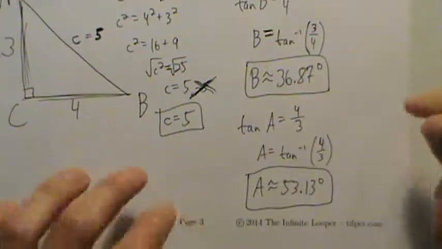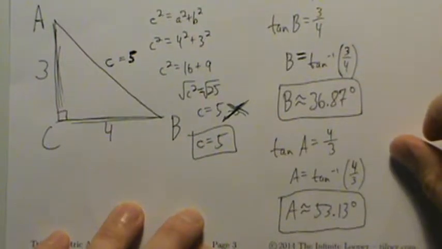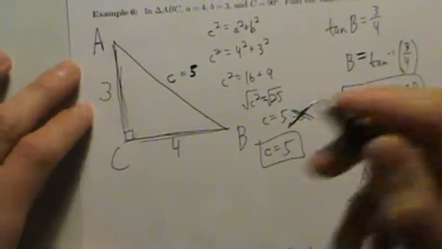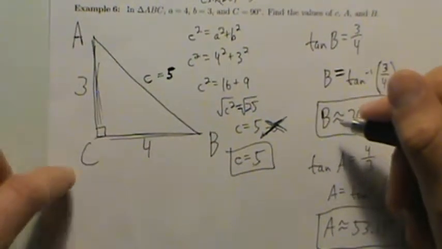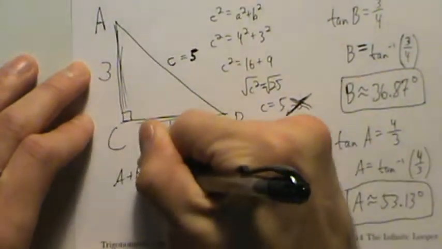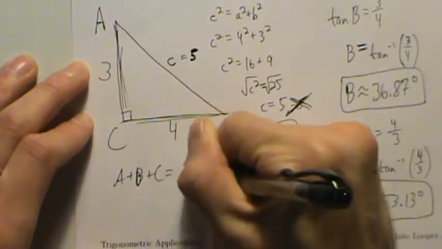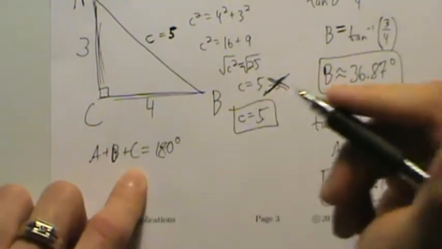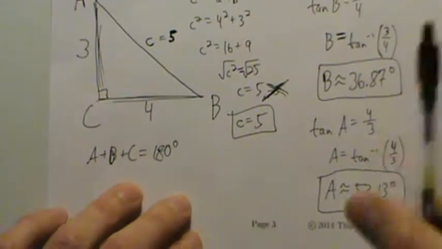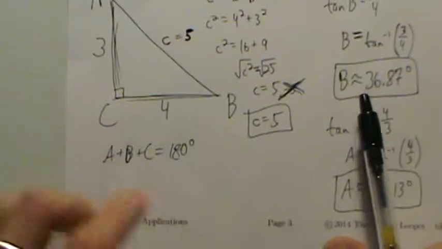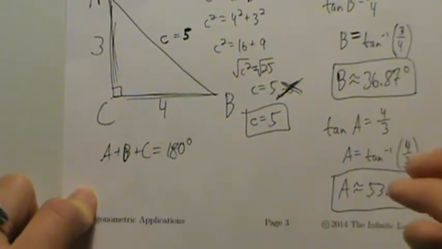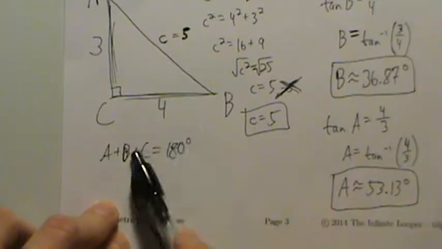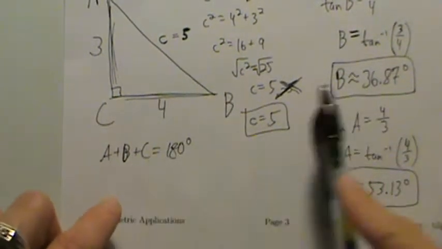So that's pretty much it for example 6. One thing I want to point out though is when we got capital B, it might be tempting to say, okay, now I have B and I have C, so I can just say A plus B plus C equals 180 degrees, right? And I'm given C, it's 90 degrees, and I just found B, it's approximately 36.87 degrees, so I could use that to find A. But like we said, we want to avoid doing that because B is an approximation, so we don't really want to use it.